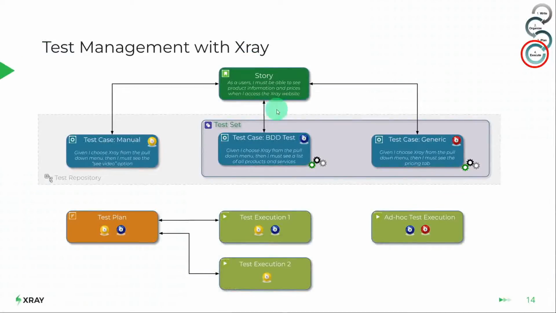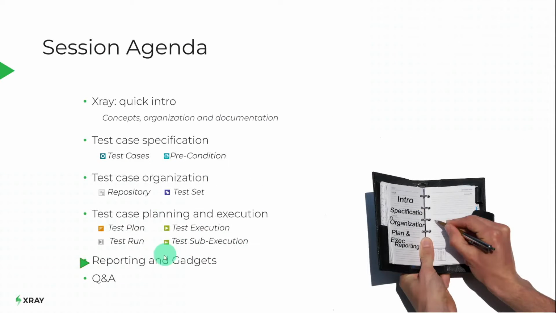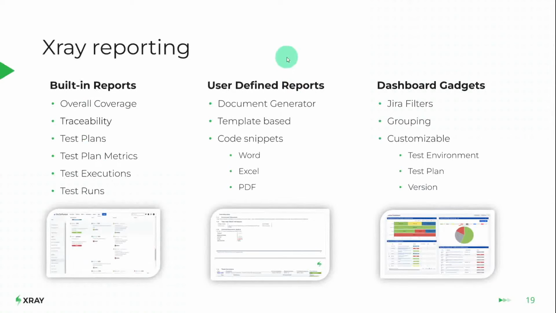Now, continuing on, let's have a look at reporting and gadgets, a very important aspect of quality assurance. And Xray supports three types of reports. Built-in reports, which include overall coverage, traceability plans, metrics, executions, and test runs. User-defined reports, this is a very powerful tool. It is based on templates in which you use code snippets to generate either Word, Excel, or PDF documents. And this allows you to generate reports in the format that you want, with the content that you want, with the layout that you want, and so forth.